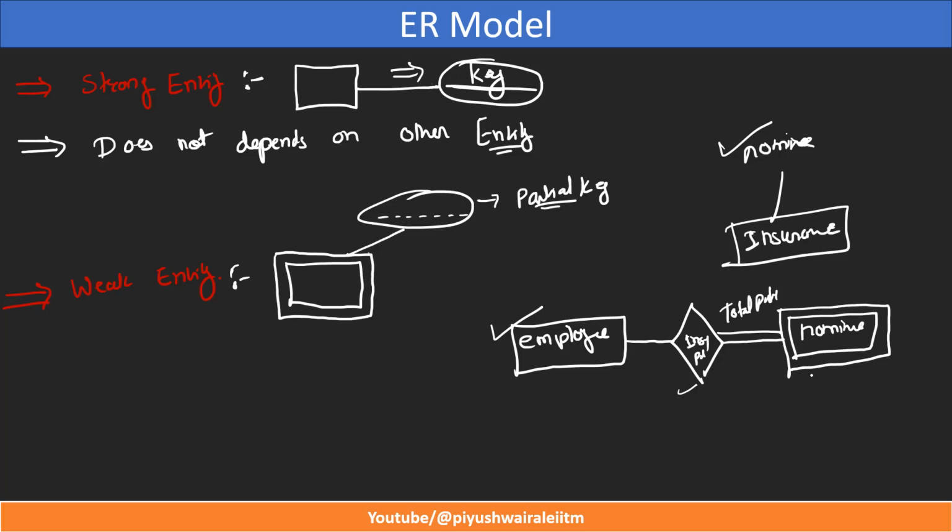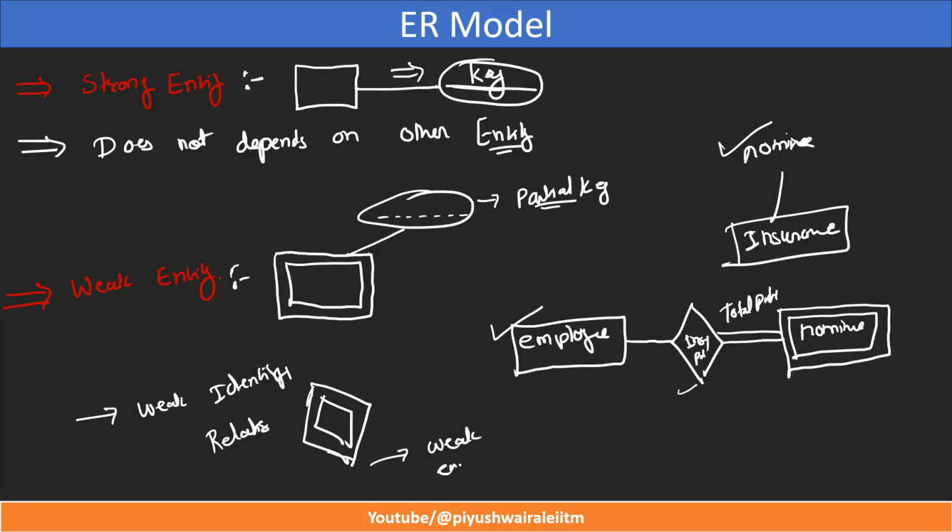Now, what is weak relationship? Weak identifying relationship. We also discussed something like weak identifying relationship, right? That is weak identifying relationship, right? We have discussed this, and it's represented by a double diamond shape, right? Now, weak identifying relationship exists only when there is a weak entity. Okay. Now, this weak identifying relationship is associated with the weak entity only.